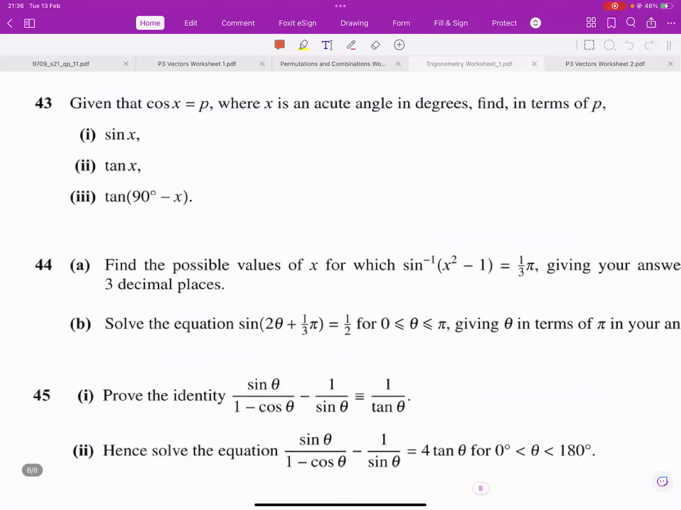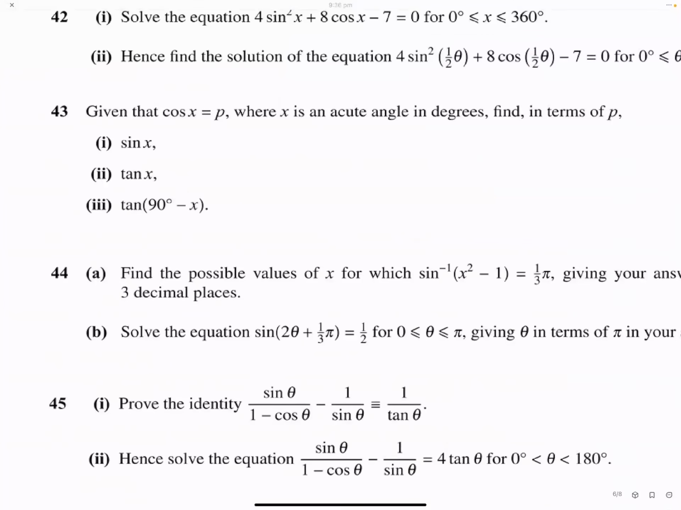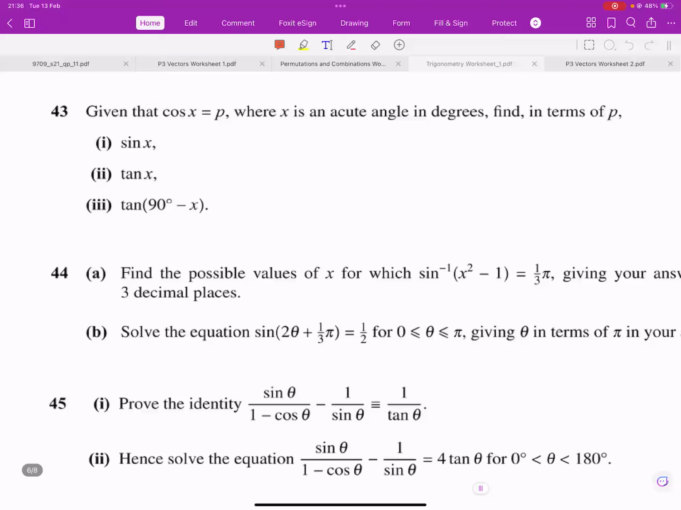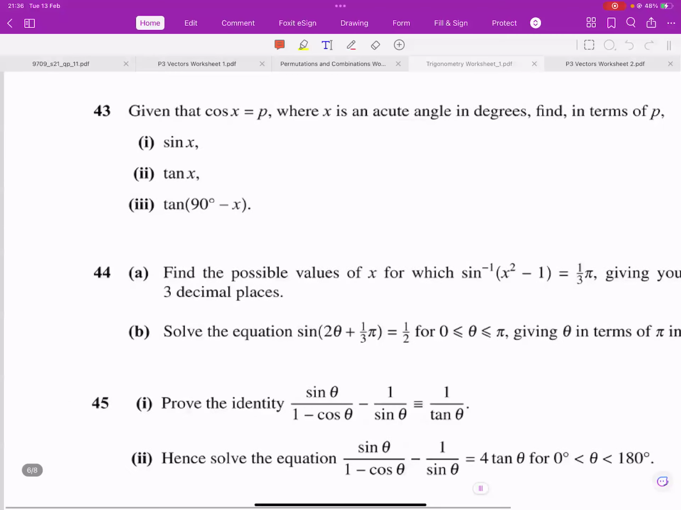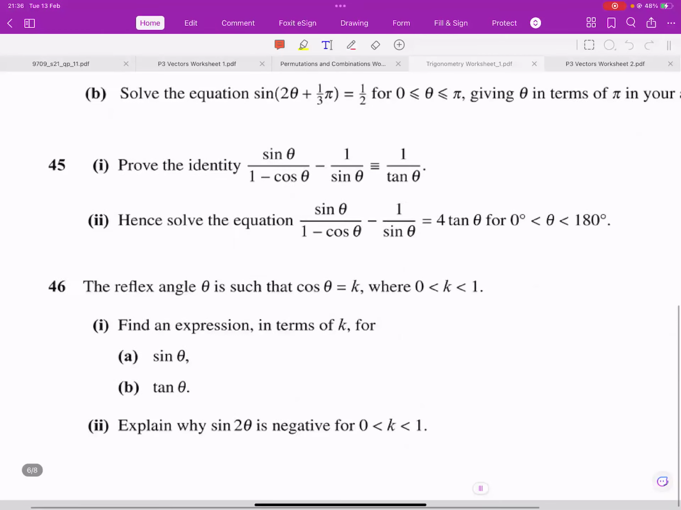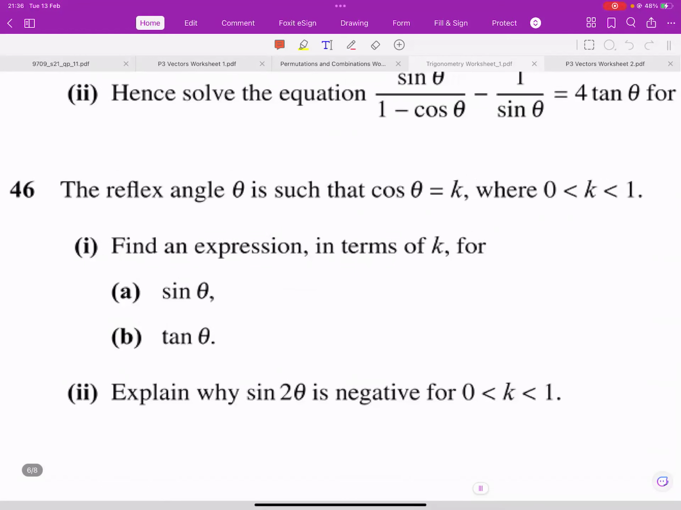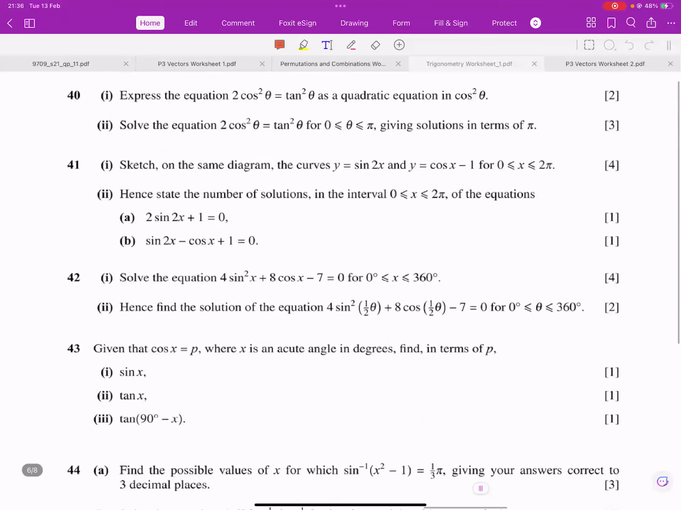Question number 43, for instance, where you have one function given, like cos of x is p, and using that, you have to find sine x, tan of 90 minus x, for instance. You'll find other questions like this as well. For example, this one, 46. You have a reflex angle theta, such that cos theta equals k, and you have to find sine theta, tan theta, and then sine of 2 theta, explain why that is negative. And there are other questions like this as well.